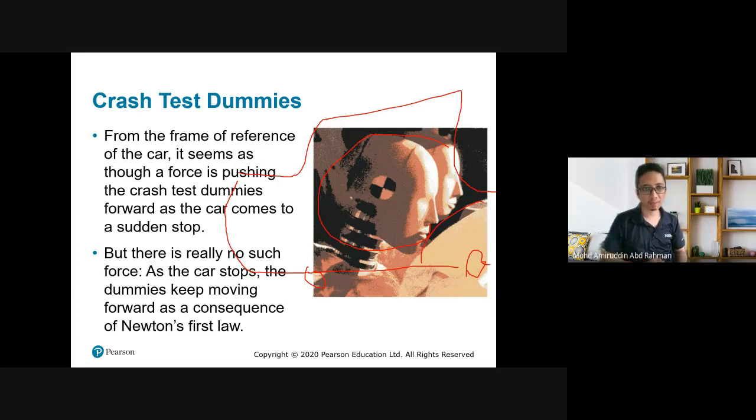So that's why we need to protect you with the airbag, to ensure that no further consequences happen. That's also the concept of Newton's first law.